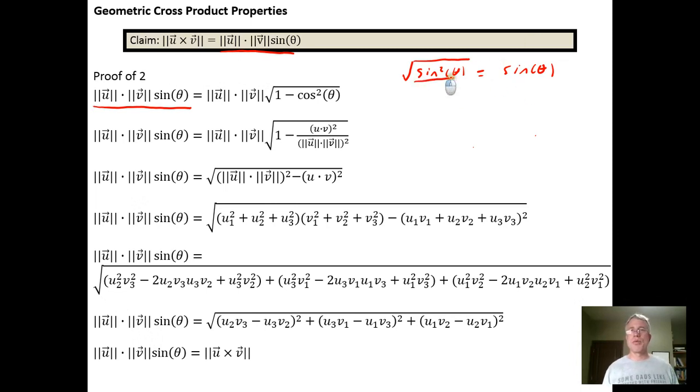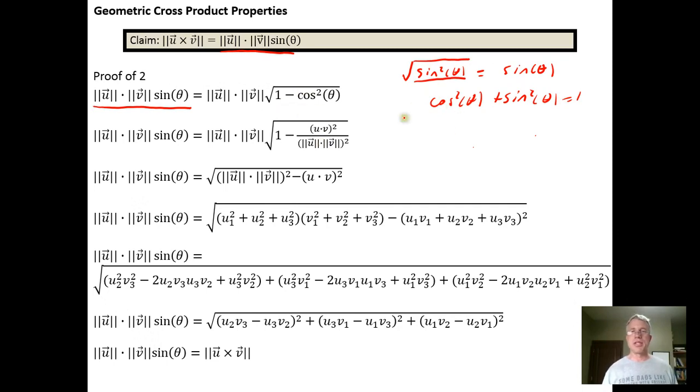And then once you're okay with writing this, then you use the Pythagorean identity. You recognize that cosine squared plus sine squared is 1, and this allows you to rewrite the sine squared as 1 minus the cosine squared. So that's where this step comes from.